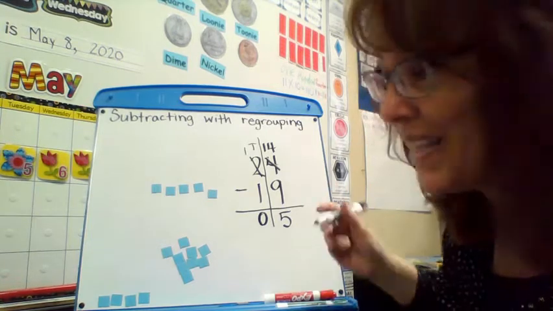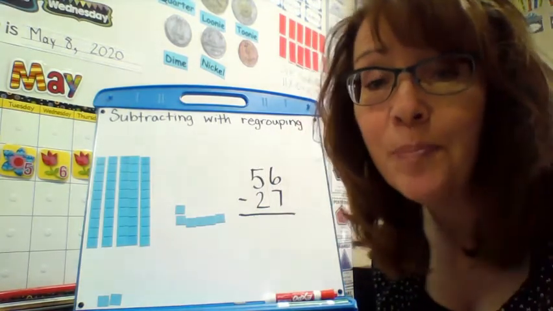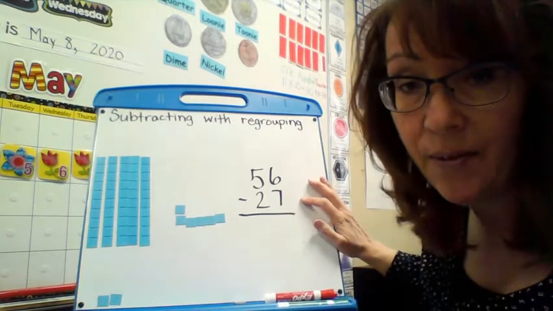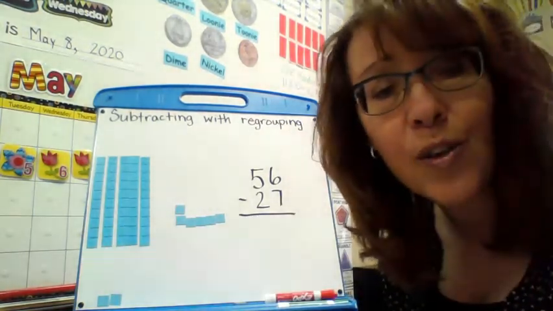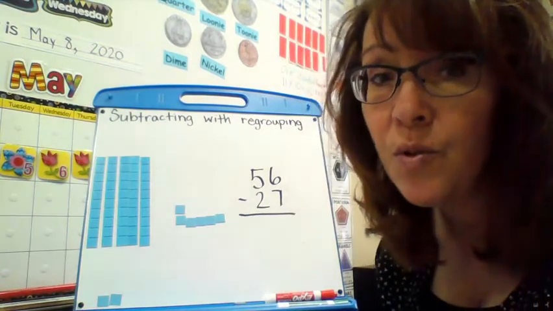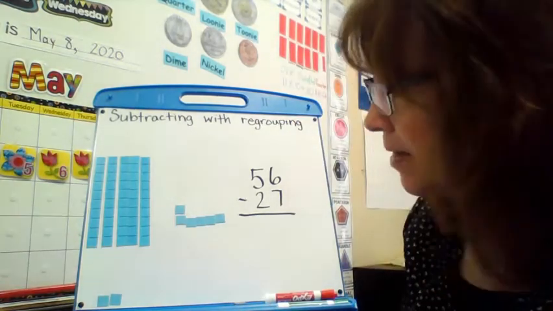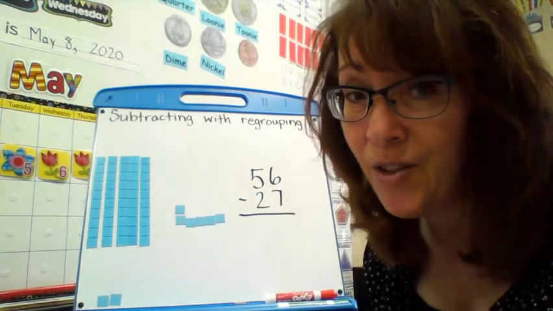Okay, let's try our next one. The question is 56 take away 27. So I built it over here with my base 10 blocks. And when you're starting to learn how to do subtraction with regrouping, I really want you to use those base 10 blocks that we sent to you. That was in paper form. You need to cut them up so that they look like this. And then you can use them to help you organize your thinking.